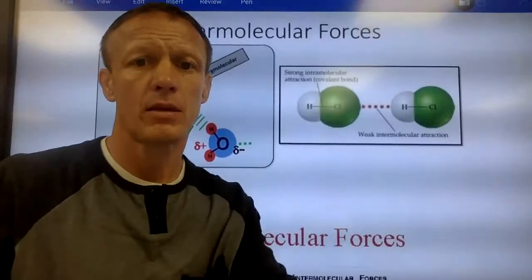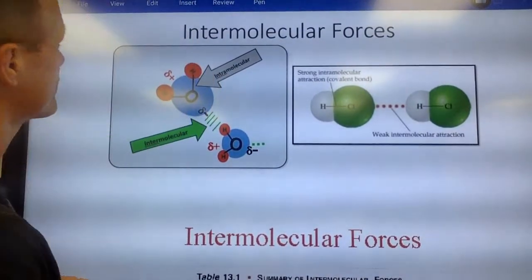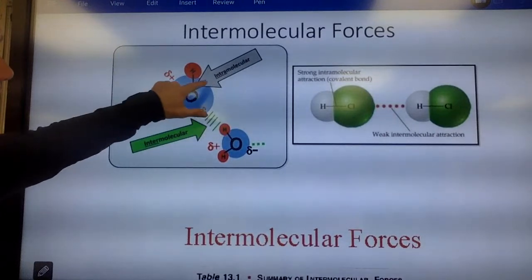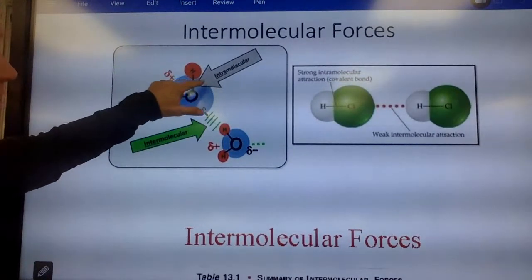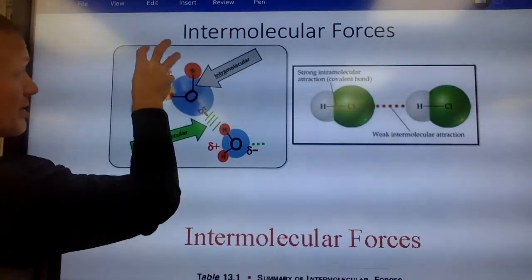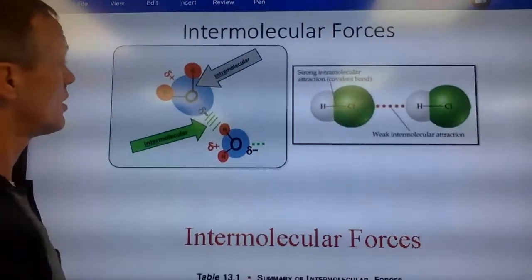Pause for a second. All right, last part of this. Here's a quick little review over this stuff. So first thing, here's a water molecule. The bond holding the oxygen and hydrogen is an intramolecular force, a force within the molecule, very strong. Intermolecular force would be this molecule attracted to this molecule.